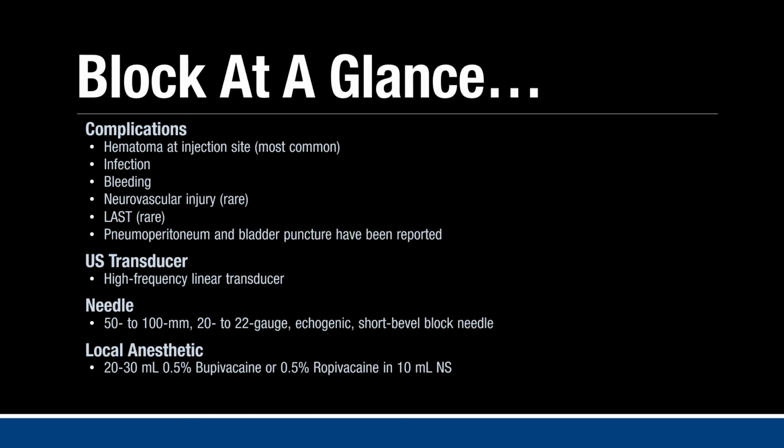For the FICB, the provider should utilize the high-frequency linear probe and a 50 to 100 millimeter 20 to 22 gauge echogenic block needle. I typically use the 100 millimeter 22 gauge needle when performing this block. The FICB is also a high volume block, and 20 to 30 milliliters of 0.5% bupivacaine or ropivacaine and 10 milliliters of normal saline is appropriate for long duration analgesia.